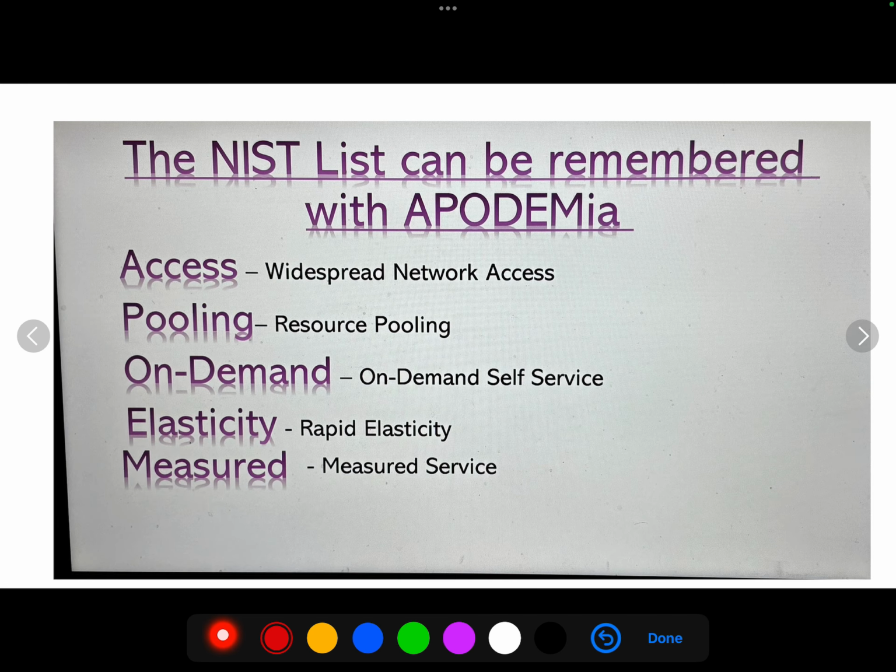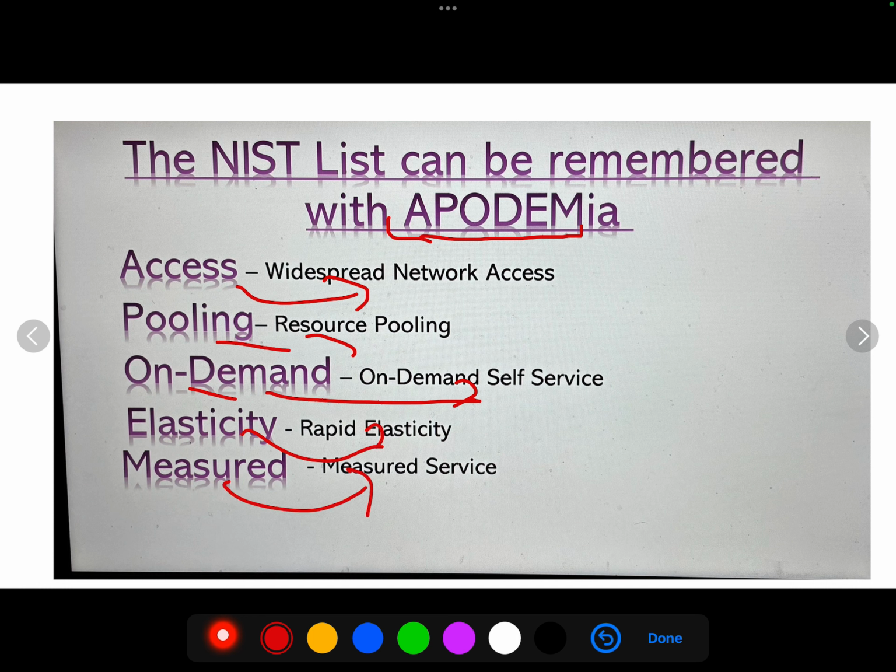So apidemia basically stands for access, pooling, on-demand, elasticity, and measured. And the IA is just to make the word sound a bit better and a bit fancier. But with apidemia, the focus is on these 6 letters here. Don't worry about the IA. Access is referring to the widespread network access that we spoke about. Pooling is referring to resource pooling. On-demand is taken from on-demand self-service. Elasticity from rapid elasticity, and measured from measured service.